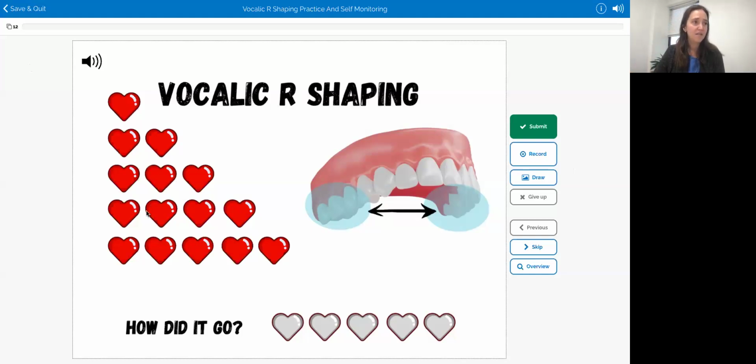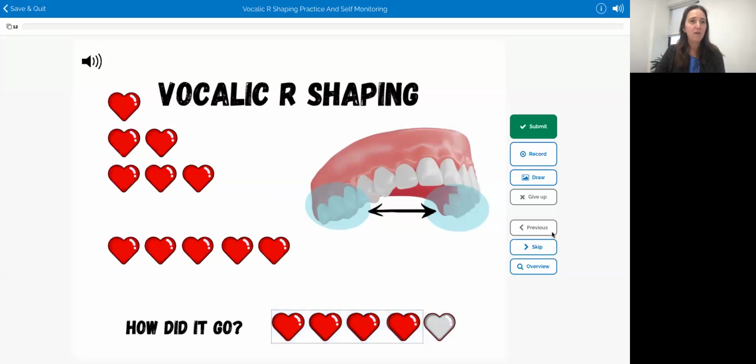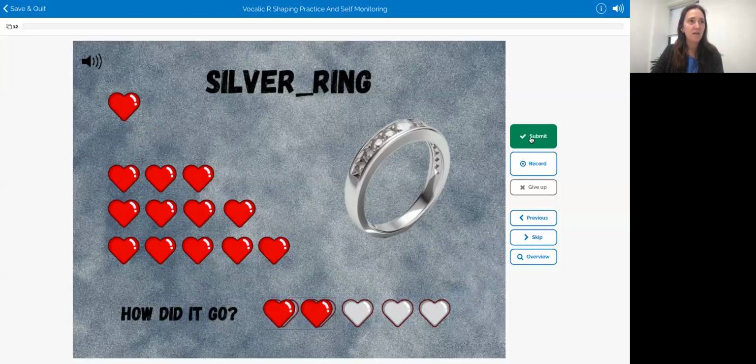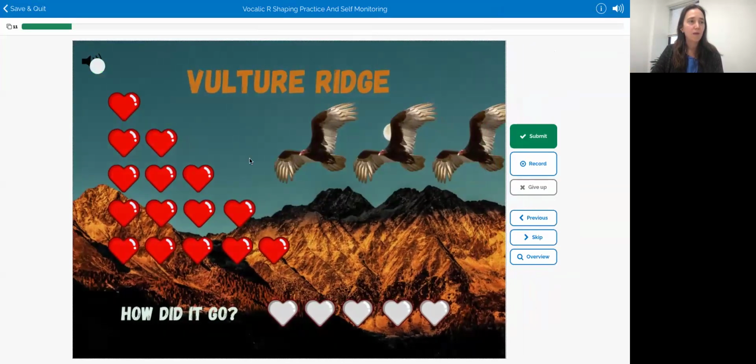And then the task here is just to rate on a 1 to 5 scale. This one starts out with they hear and then they have this as an R shaping, or a vocalic R shaping. So I've paired the vocalic R with the R initial, and so they try silver ring, they can record themselves saying it, they can listen to themselves say it, and they have to rate. And so we go through this, and so maybe I tried Vulture Ridge.